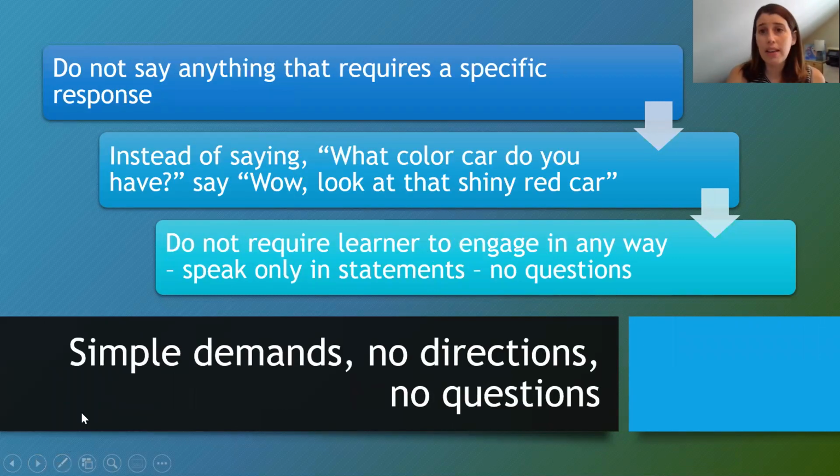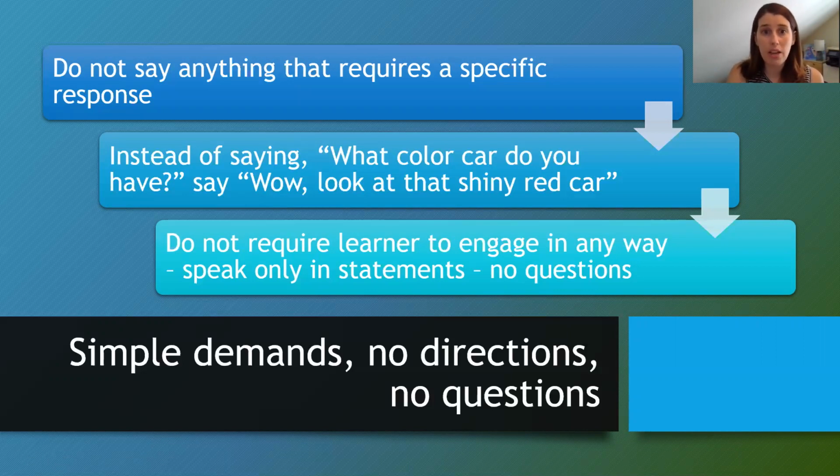You don't want to say anything that's going to require a specific response. Some of us find this very difficult because we want to always be looking for opportunities to teach or to do a skill acquisition activity. But we really want to focus our language. Instead of saying, what color car is that you're playing with, you might say, wow, look at that shiny red car. It's so awesome. I bet you it goes really fast.